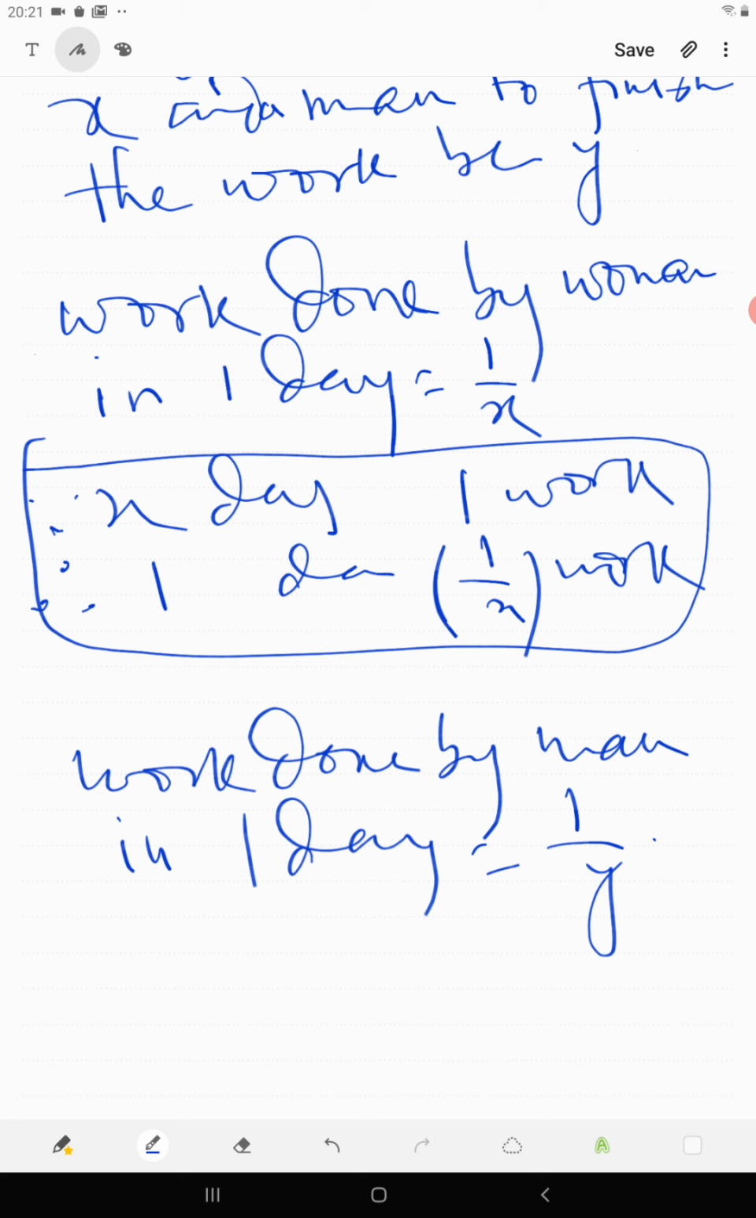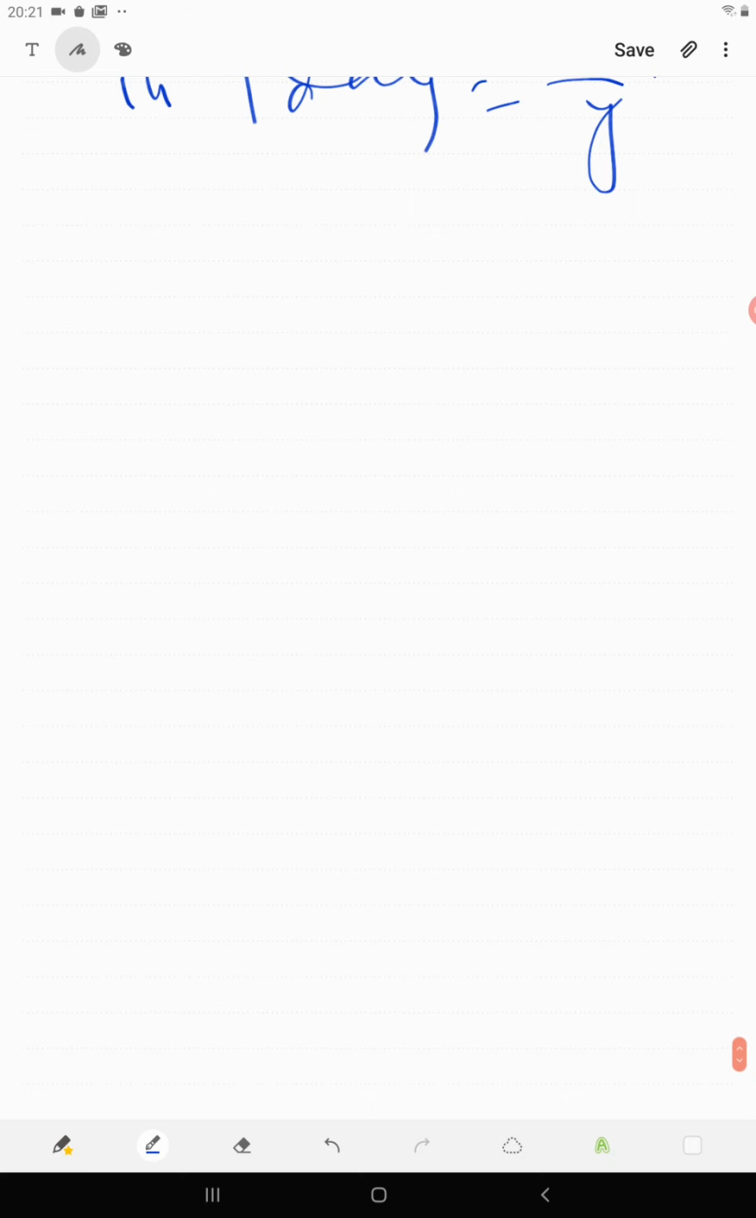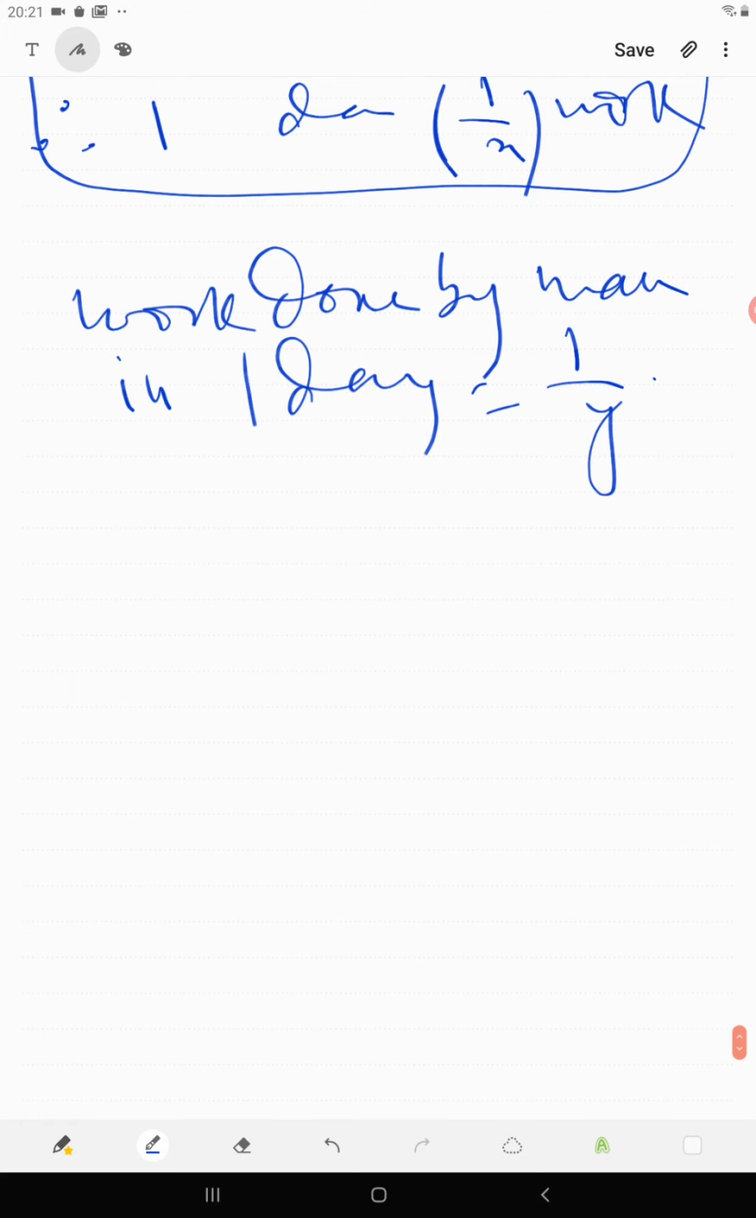Now what is given? 2 women and 5 men can together finish an embroidery work in 4 days. Okay, so in one day one woman is doing 1 by X work, correct? So the first is 2 women. So how much will 2 women do?